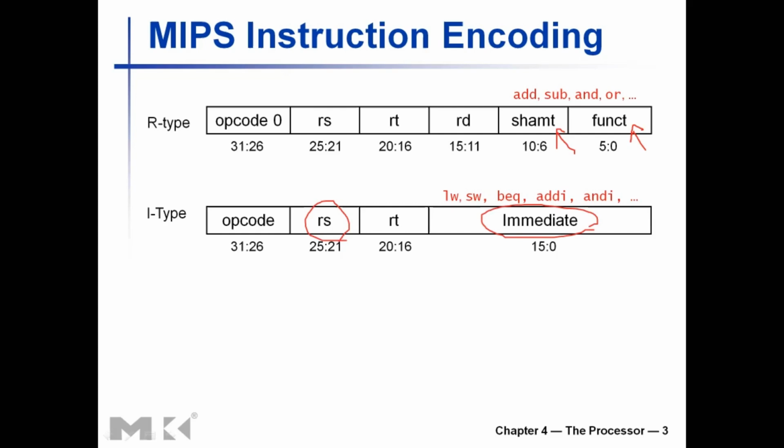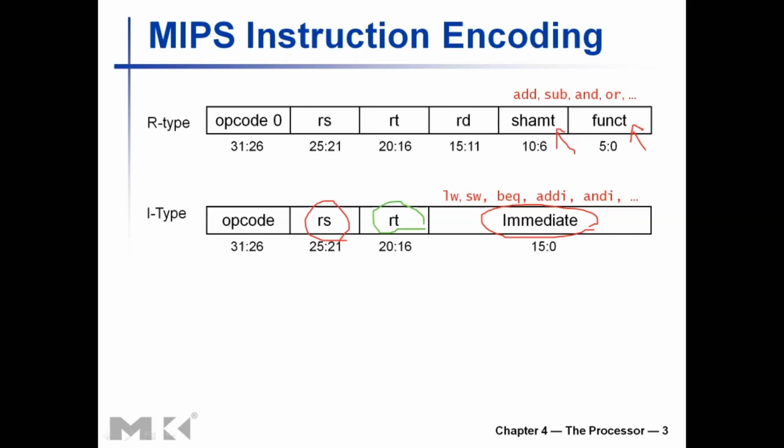So once you have the address, you need to access the memory with that address and retrieve the data value. And when you have the data value, you put that data value in this destination register RT. That is how a load word instruction operates, for example. Right. Those are the I-type instructions.